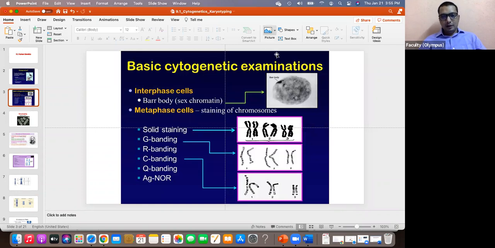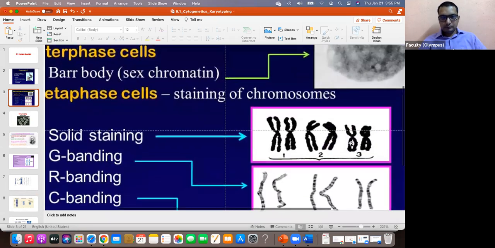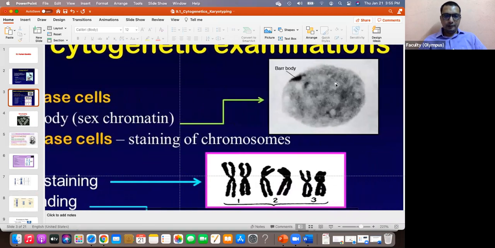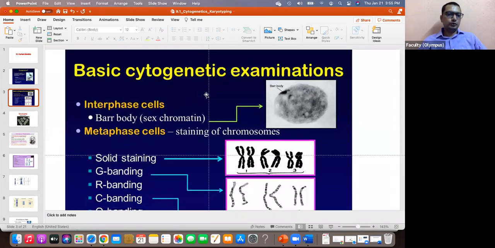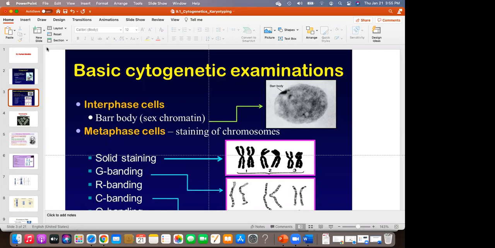If you see in this image, you see a cell, but towards the membrane of the cell, you see one dark spot. I'm not sure how well you're able to see this. So this is a cell, and when you stain it, you can actually see one dark spot here. This dark spot is referred to as a bar body. So what is this dark spot? What is the connection to the X chromosome? How many X chromosomes do males have? One. How many X chromosomes in females?